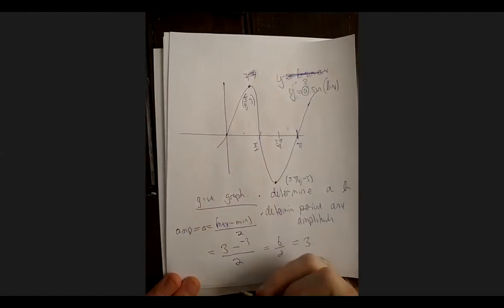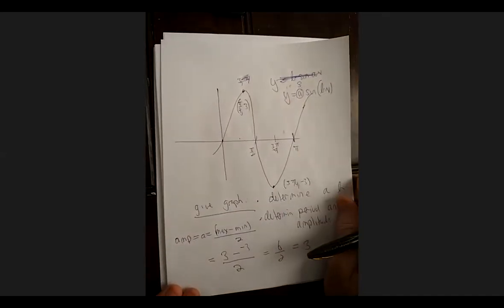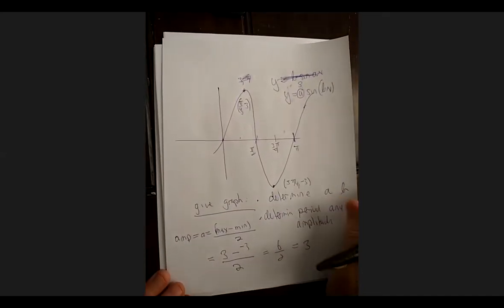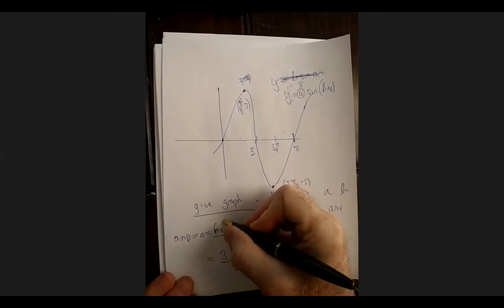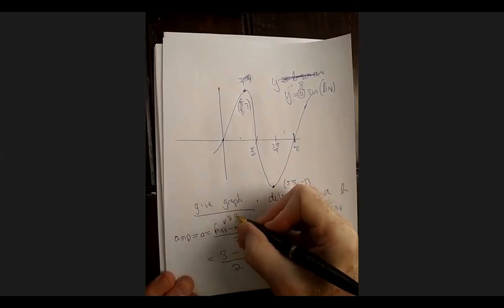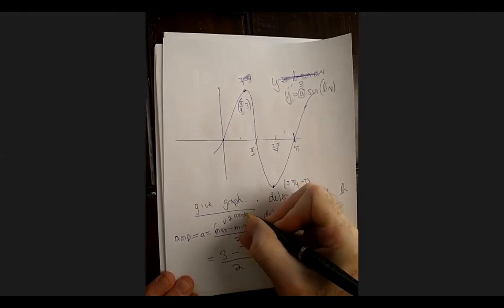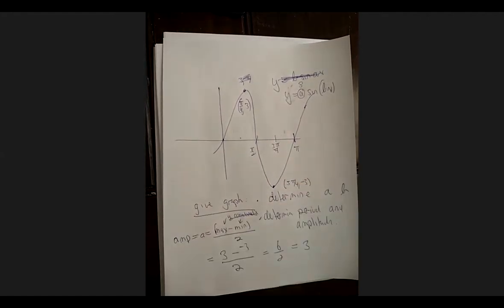How about the period? Oh, somebody asked me, are the max and the min the y coordinates? Yes, these are the y coordinates. Generally, when you talk about a max or a min, that's what you refer to, because you're usually thinking about the max of the function, and the function is going to be the y coordinate.